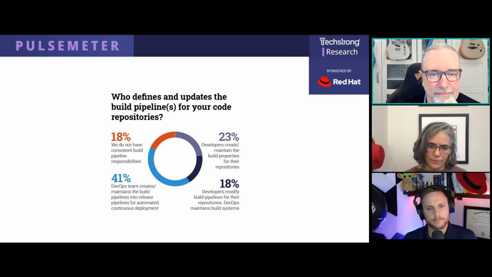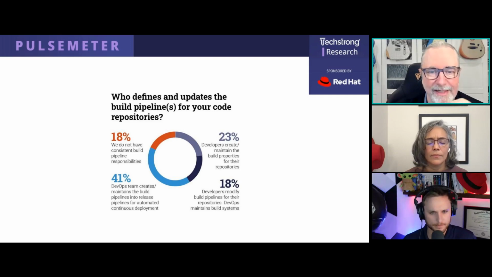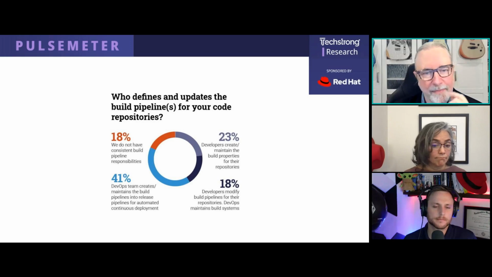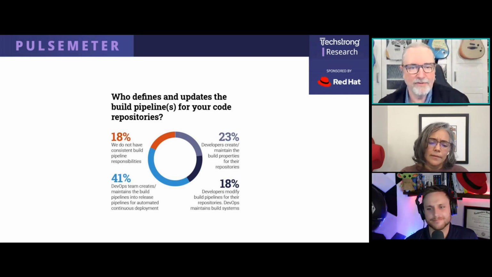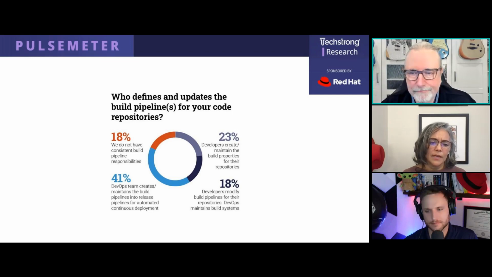41% said DevOps teams create and build pipelines in the release, automating continuous deployment. 23% said developers are doing this. 18% between two other options. Developers modify the pipelines for repository, but DevOps maintains the build systems. And lastly, we do not have consistent build pipeline responsibilities. That would have been a bigger number about 5 years ago, 3 years ago, than it is today. So DevOps is the most frequent for kind of owning it all, and then there's a mix, followed by developers, and then the kind of hybrid model, I guess I would say.